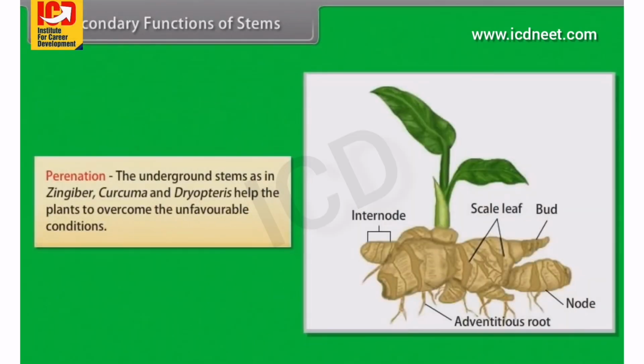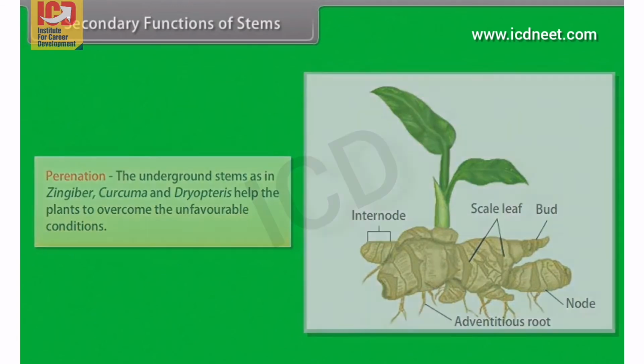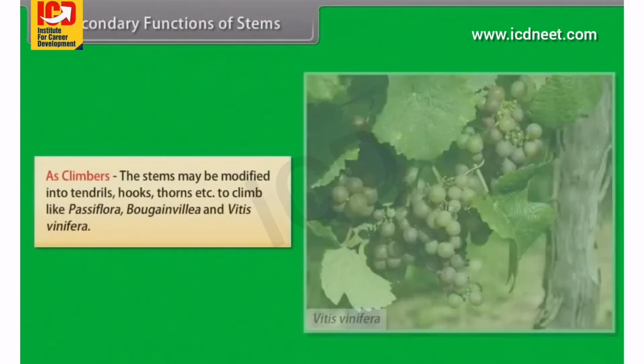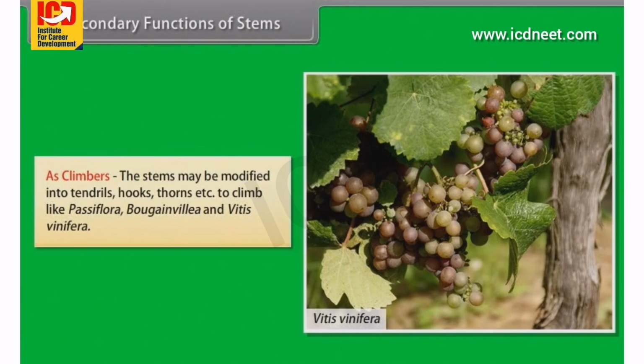Secondary functions of stems. Perennation. The underground stems, as in Zingiber, Curcuma, and Pteris, help the plants to overcome the unfavorable conditions. Storage of food. Food is stored in parenchymatous cells in underground stems like Solanum tuberosum, Colocasia, ginger. As climbers, the stems may be modified into tendrils, hooks, thorns, etc. to climb like Passiflora, Bougainvillea, and Vitis vinifera.